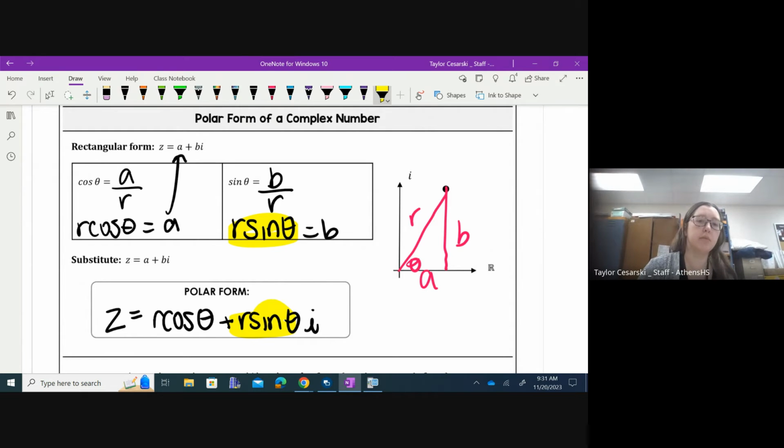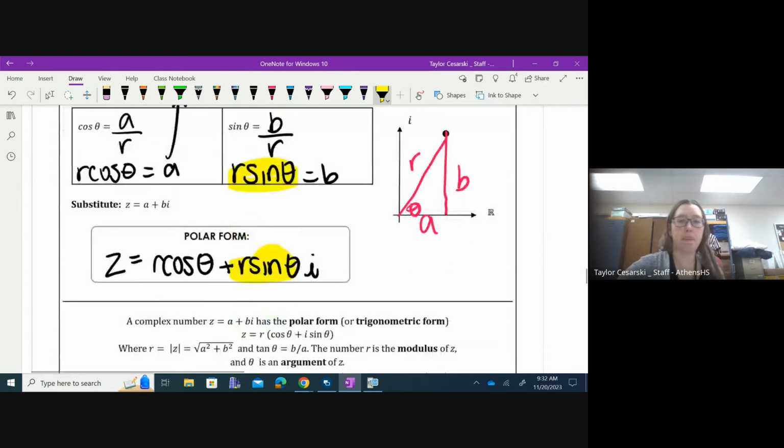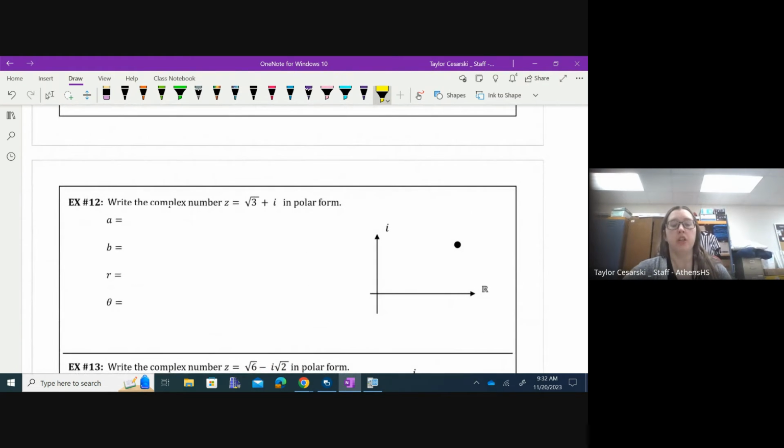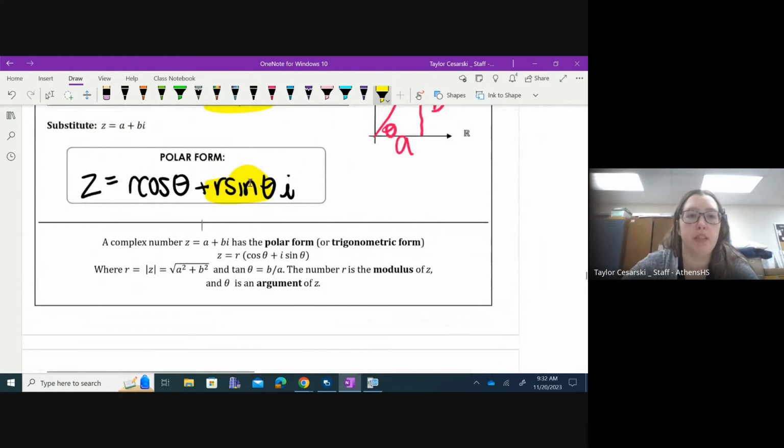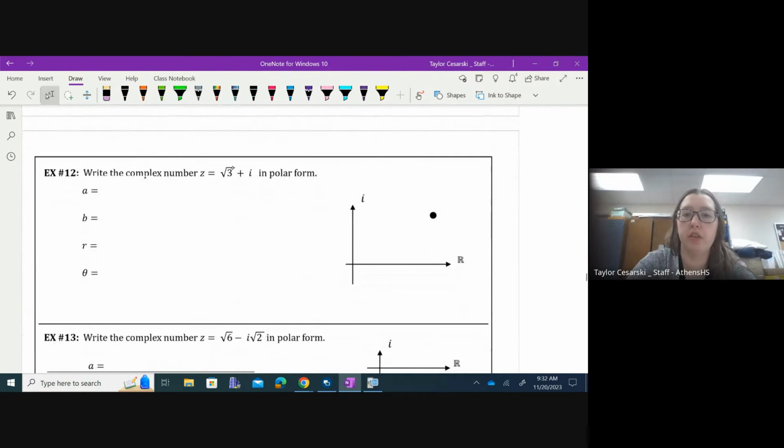Okay, so let's look at some examples of this. Again, it'll look a little bit scarier than it actually is. It says to write it in polar form. This is my polar form, so this is what my final answer should look like. Let's go ahead and draw it out. My real component is square root of 3. This would be 1. That's my b component.